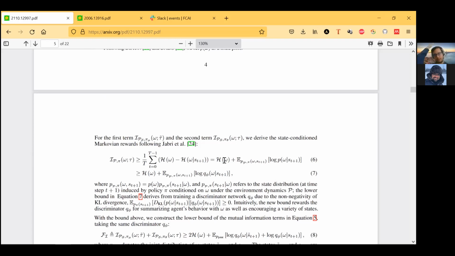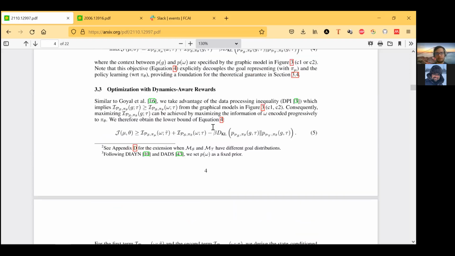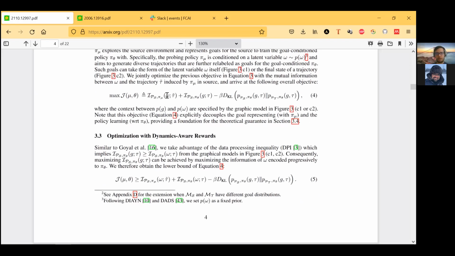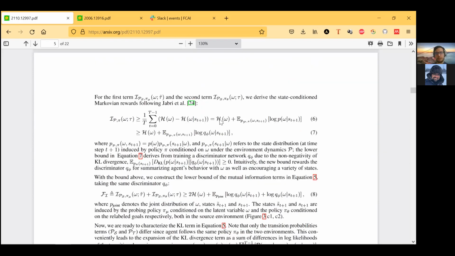And of course, it's not in the state space. But then through these two objectives combined, you will be able to relate a goal in this abstract space to a goal in the state space. But this entropy is fixed. It's not something you optimize, because they have a fixed prior over omegas that they do not optimize.